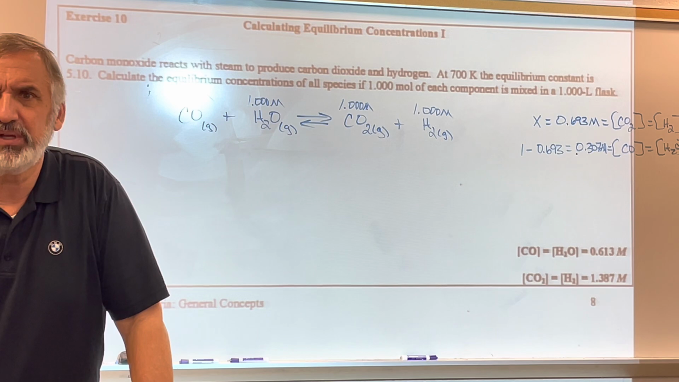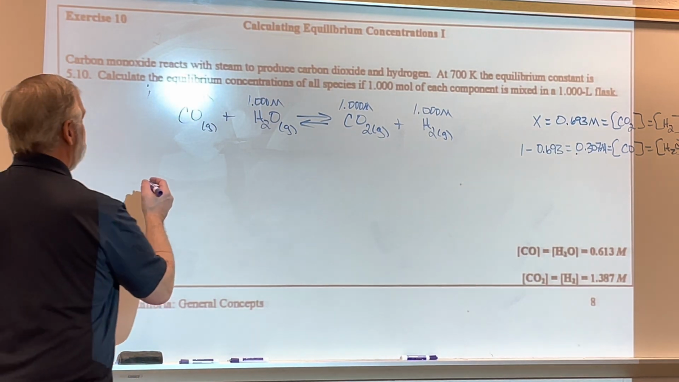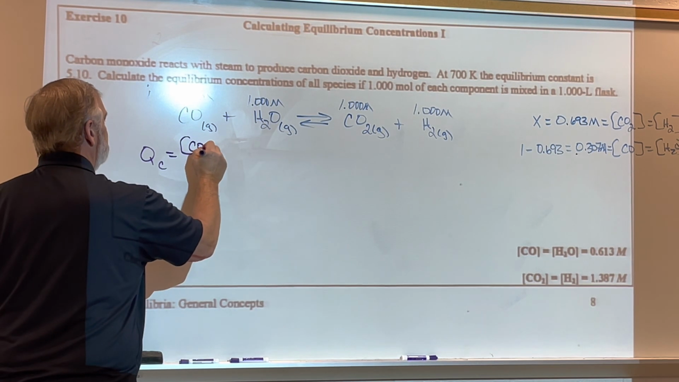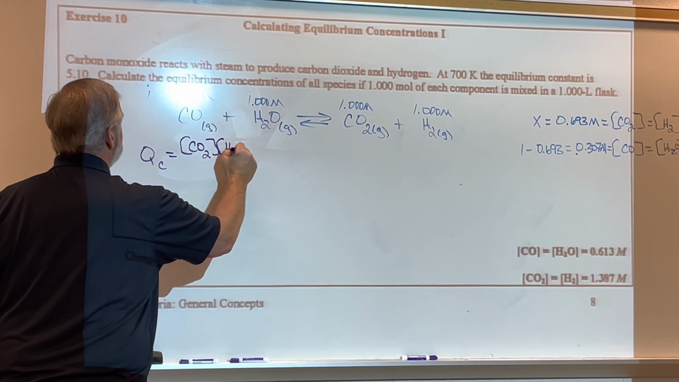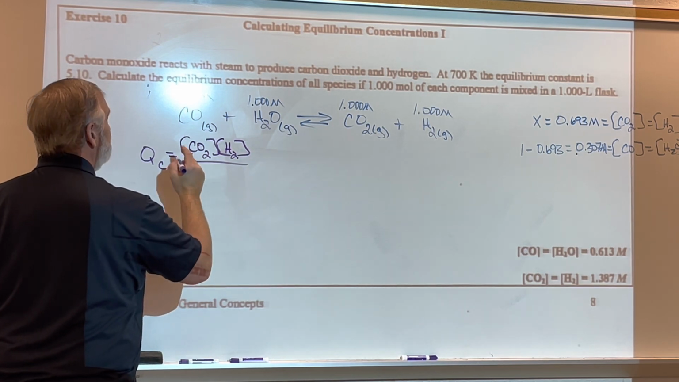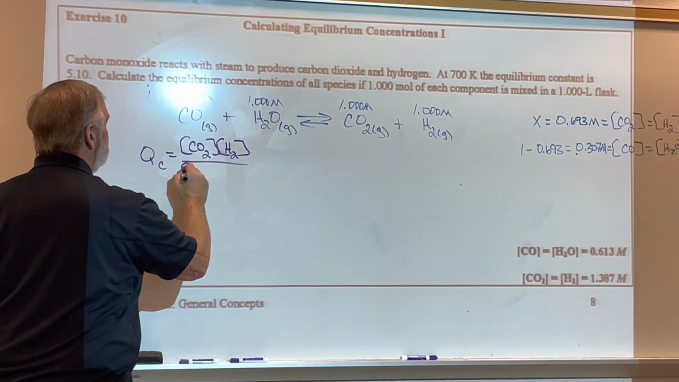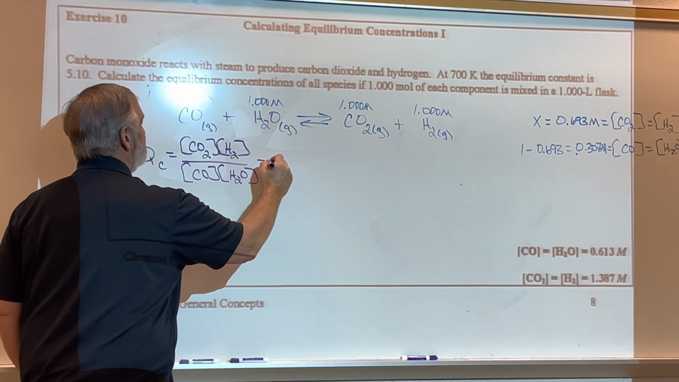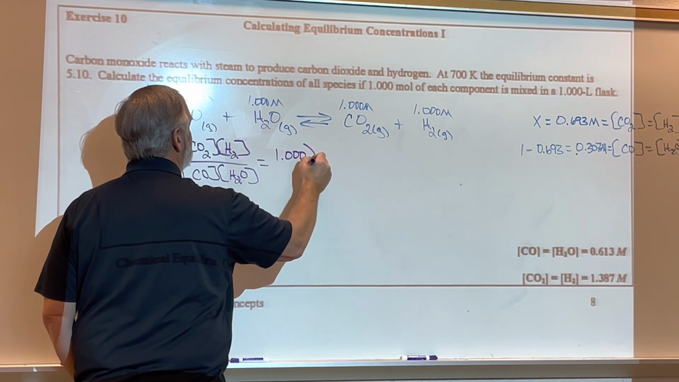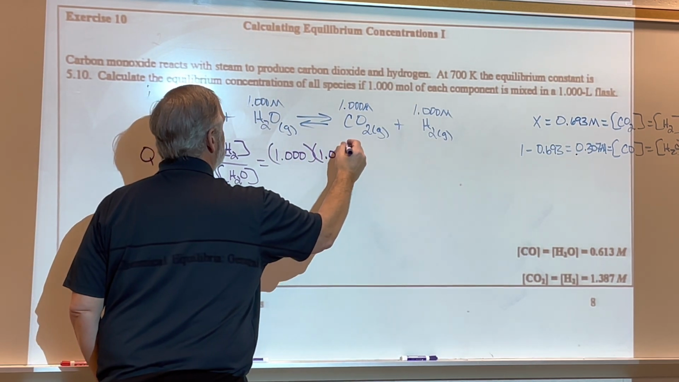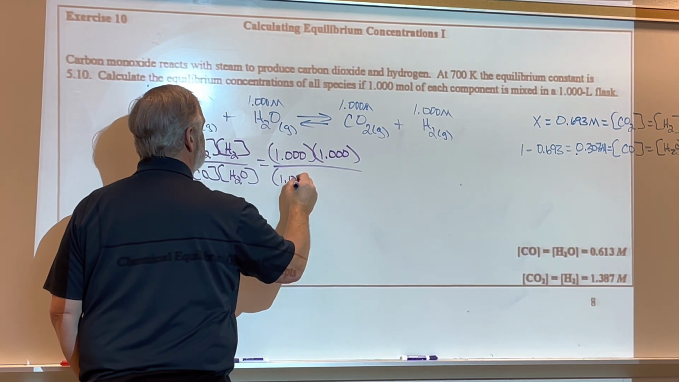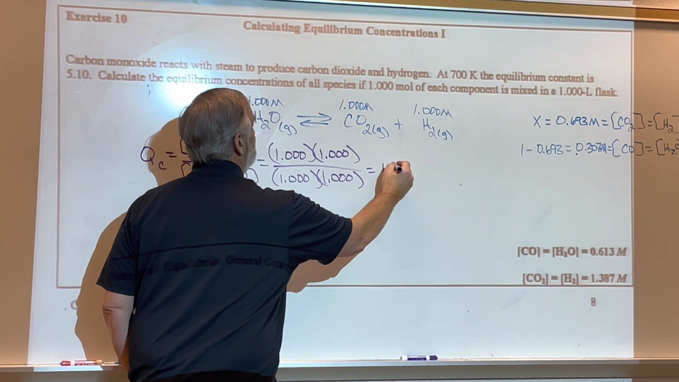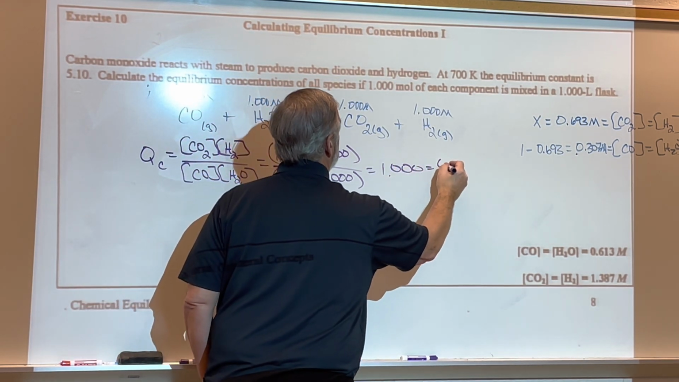How do I know? And so here we're going to calculate Q. Qc is going to equal CO2 times H2. It's exactly the same as K, except you use initial concentrations. You don't use your equilibrium concentrations. So in this case, it's going to be 1.000 times 1.000 divided by 1.000 times 1.000. Q is going to equal 1.00.